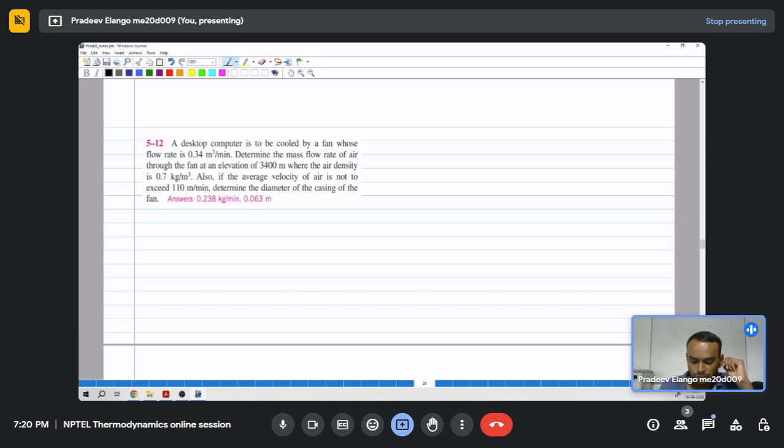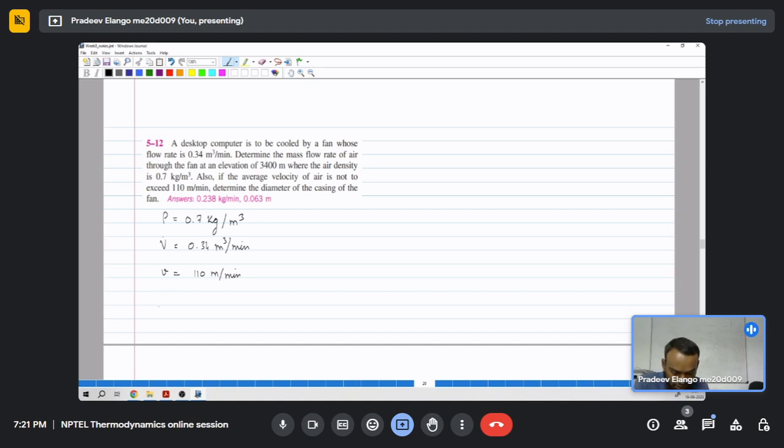In the next problem, we have a desktop computer which is cooled by a fan whose flow rate is 0.34 meter cube per minute. Determine the mass flow rate of air through the fan at an elevation of 3400 meters where the air density is 0.7 kilogram per meter cube. Also, if the average velocity of air is not to exceed 110 meter per minute, determine the diameter of the casing of the fan. So rho is 0.7 kilogram per meter cube, the volume flow rate is 0.34 meter cube per minute, and velocity is given as 110 meter per minute. We have to find the mass flow rate and the diameter.